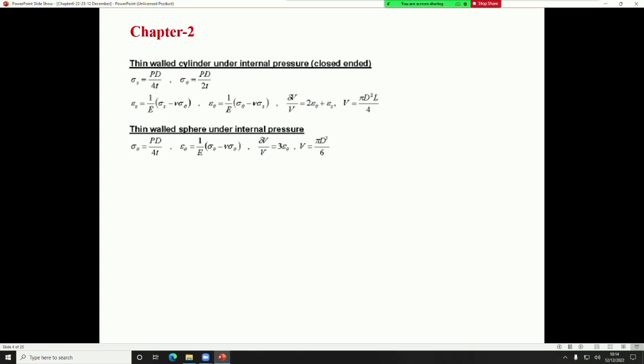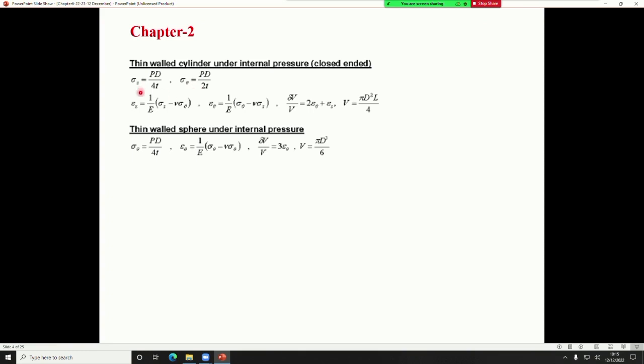We analyzed a thin-walled cylinder subject to internal pressure and a thin-walled sphere subject to internal pressure. For thin-walled cylinders, we considered different end conditions: when the ends were open, when the ends were closed, and when we had extra reinforcement in the axial direction of the cylinder. So the equations you see at the moment are for the closed-ended one. For the other two, if it's open-ended or if it has axial reinforcement, then you need to find the equilibrium equations in the z direction, or axial direction, of the cylinder, and then find the hoop stress or circumferential stress.